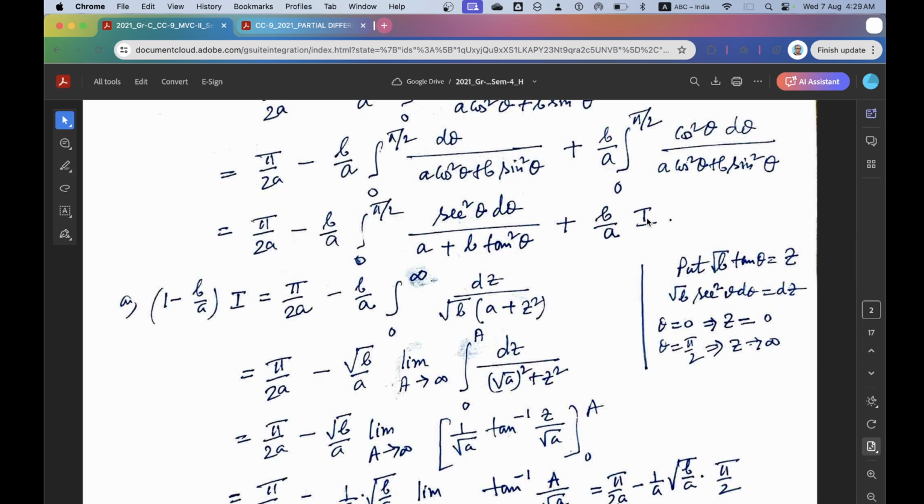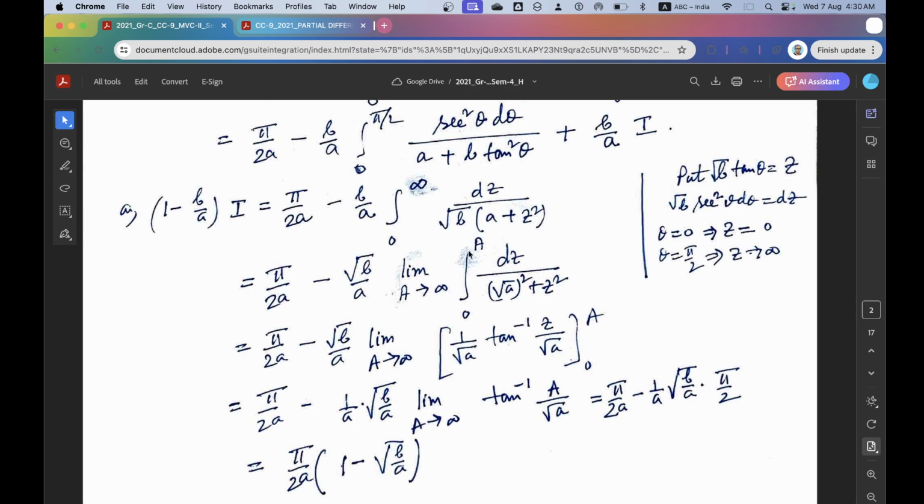So we put b by a into I here: pi by 2a minus b by a integration from 0 to pi by 2, dividing numerator and denominator on both sides by cos square theta. So from this integral we get sec square theta d theta divided by (a plus b tan square theta). For this second integral, put b tan square theta equal to z square. So we get (1 minus b by a) times I equals pi by 2a minus b by a integration from 0 to infinity, because when theta equals pi by 2, z tends to infinity, dz divided by the square root of b into (a plus z square).